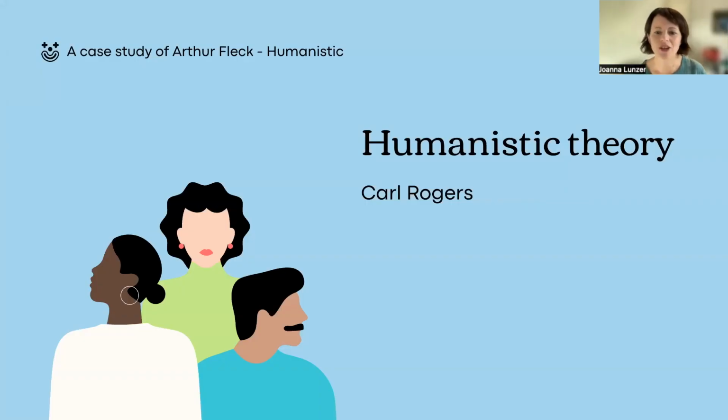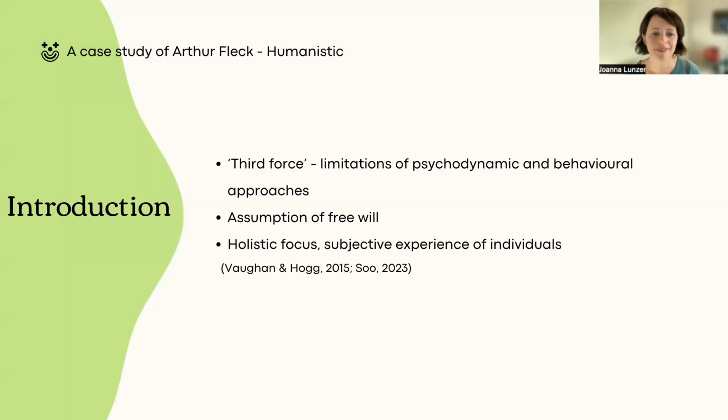So I'll be talking about humanistic theories, focusing on theorist Carl Rogers. Humanistic theories, known as the third force, were a response to the perceived limitations of both psychodynamic and behavioural theories. Theorists Carl Rogers and Abraham Maslow challenged the idea that our behaviour is determined primarily by our unconscious drives or by our environment. Like Ellis, they believed in free will, that people can largely self-determine their behaviour.